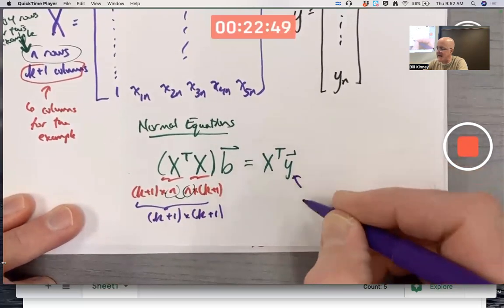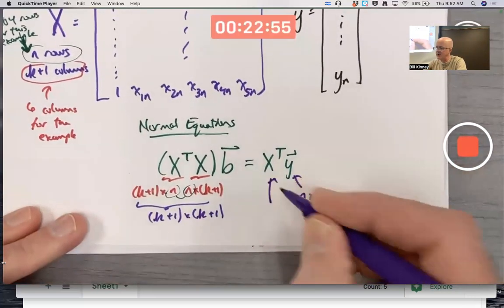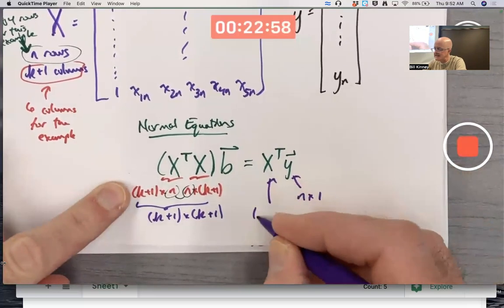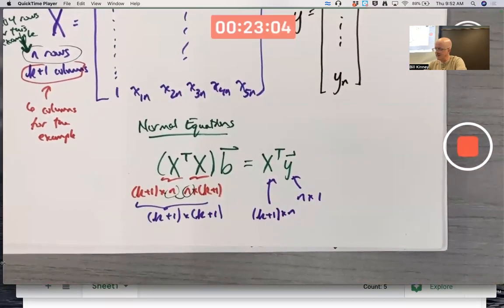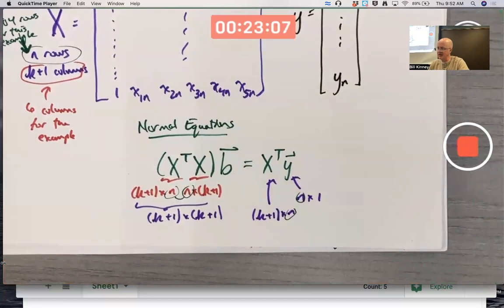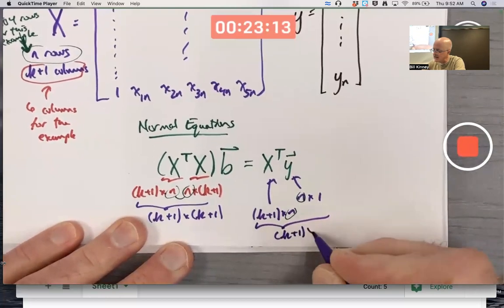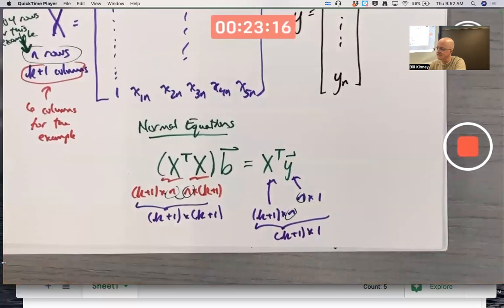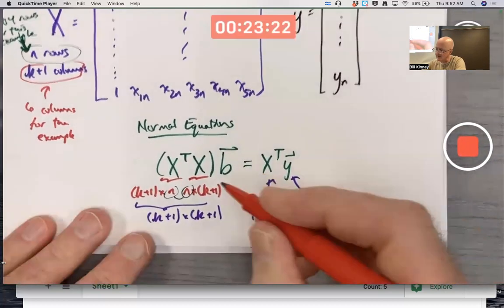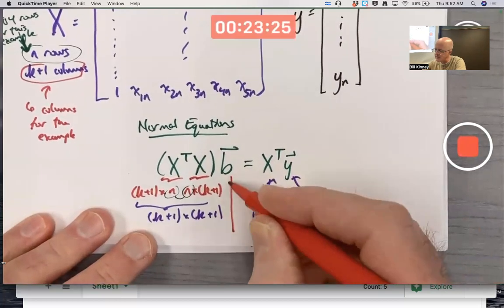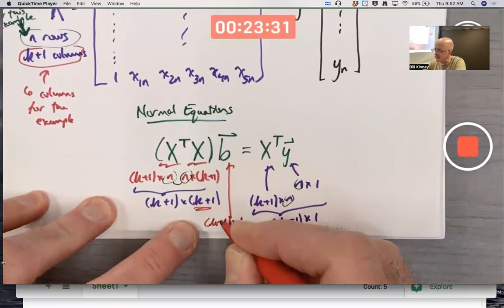Think about Y. Y is an n by 1 vector. It's getting multiplied by X transpose, which, as before, is K plus 1 by N. Those match, so you can do the multiplication, and you're left with a K plus 1 by 1 column vector in the end. If this is all going to work, B has to be K plus 1 by 1. The number of rows of B has to match K plus 1, and it's got to match that.